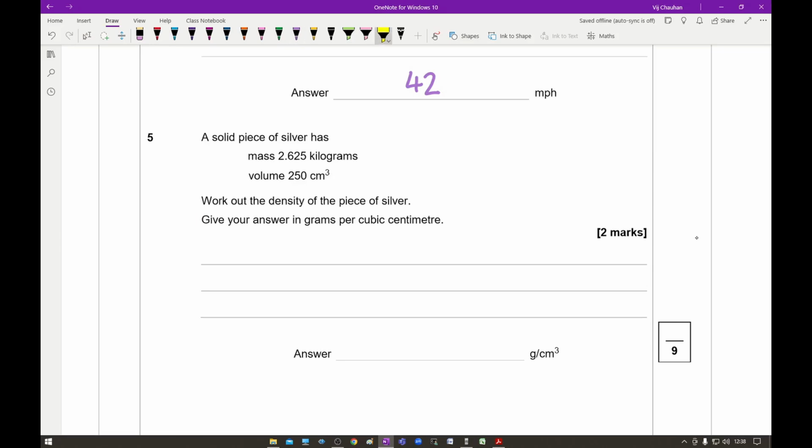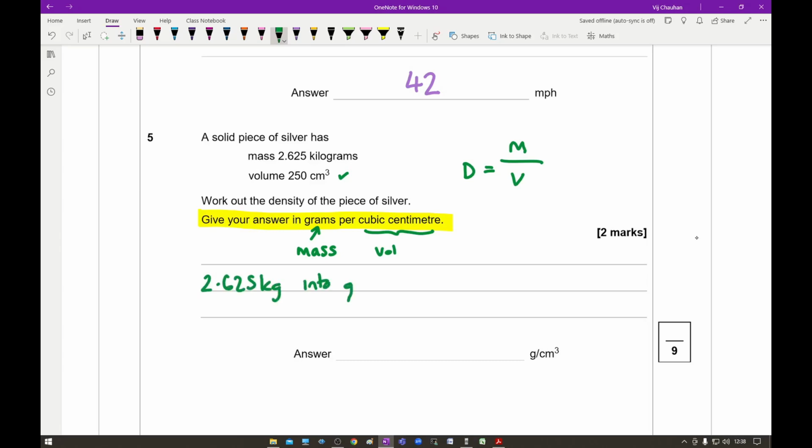Now the units are really important when answering density questions. So here, if I write down the formula, density is equal to mass over volume. So I want my mass in grams and I want my volume in centimetres cubed. So the volume is fine, but the mass is in kilograms, not in grams. So the first thing I need to do is convert 2.625 kilograms into grams. Just like the previous question, I just need to multiply by 1000, which gives me 2625 grams.